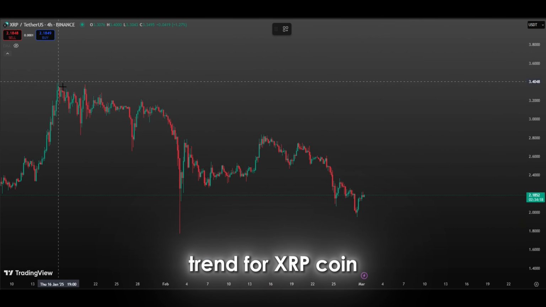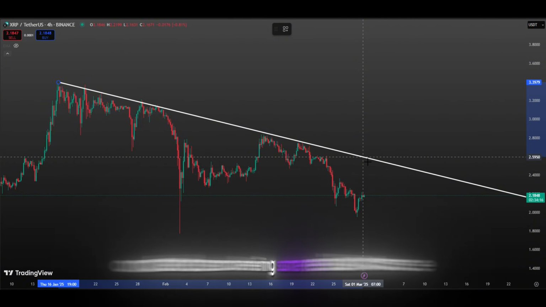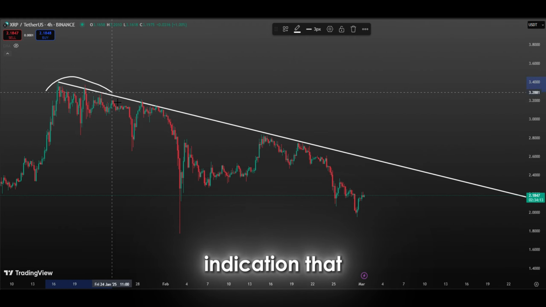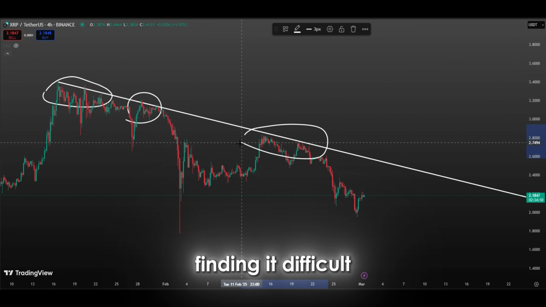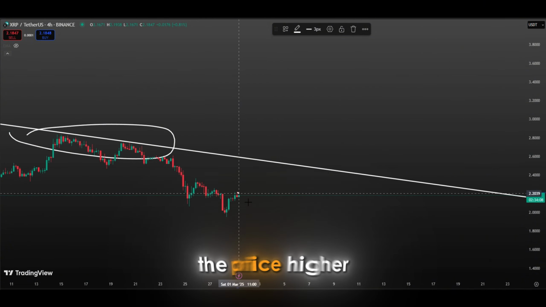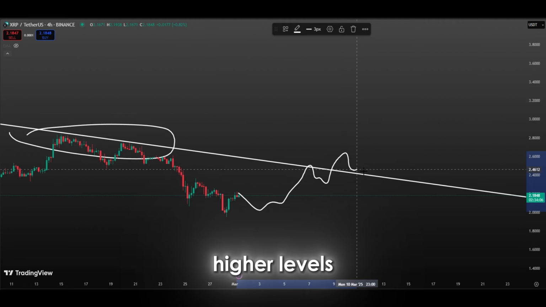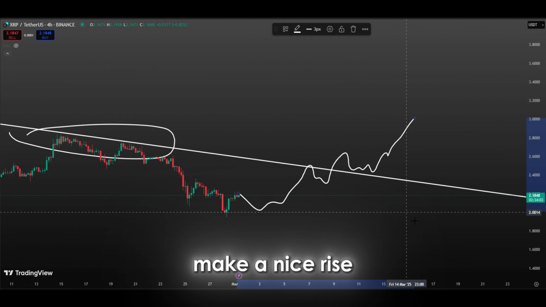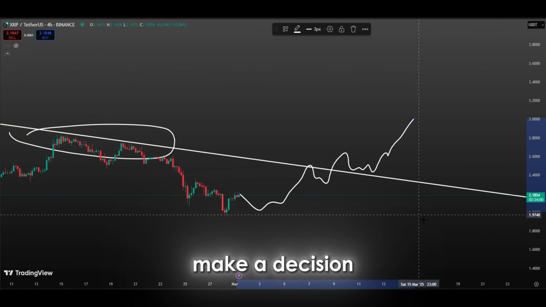The current downtrend for XRP coin shows that the price is moving down from the upper levels and encountering some resistance. Such downtrends are usually an indication that the market has been under pressure for a while and buyers are finding it difficult to push the price higher. Breaking this downtrend could cause the price to start moving towards higher levels. If it breaks this trend and retests and succeeds, then it will make a nice rise. But we haven't looked at all the metrics yet, so we shouldn't make a decision right away.